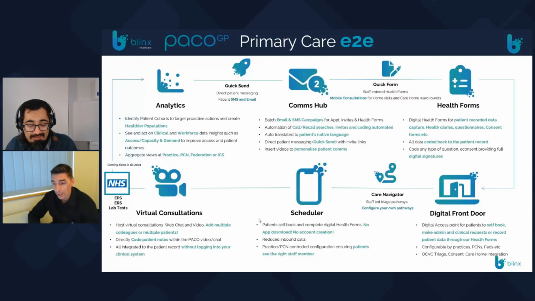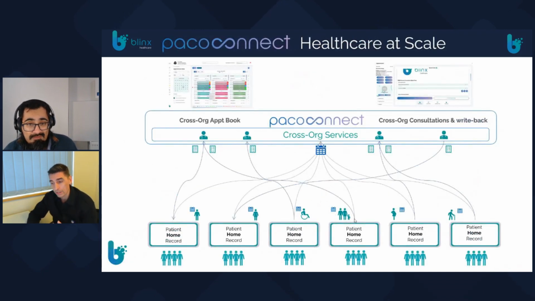Just before we jump into that, a quick reminder, PACO GP is the end-to-end practice solution and for PCNs as well. We've got a number of different features, but the idea is that all of those features and functions are in one place, so not lots of different bolt-on systems, and are able to be leveraged across the network. In this visual, you're seeing a PACO Connect system sitting atop all of your individual practices where you have PACO GP, and patients can be referred into and self-book into network services, cross-org. Right back from PACO Connect into the home record is all enabled through PACO Connect and PACO GP working in tandem.